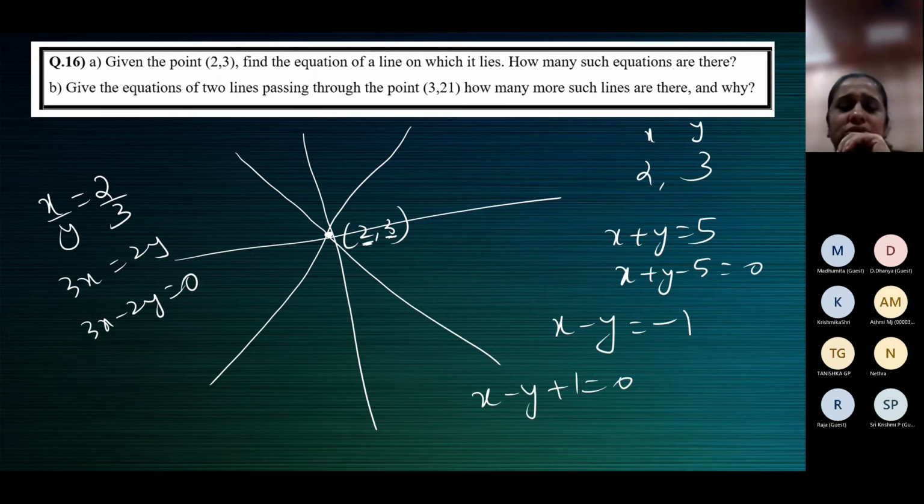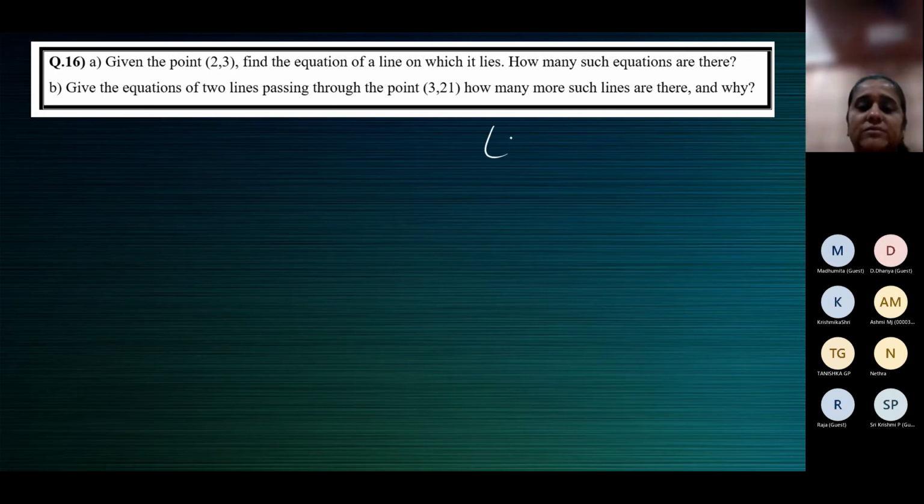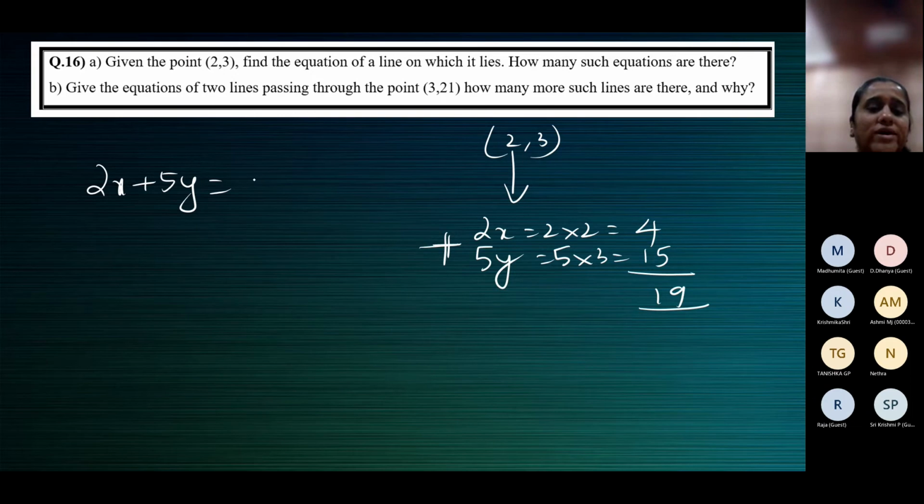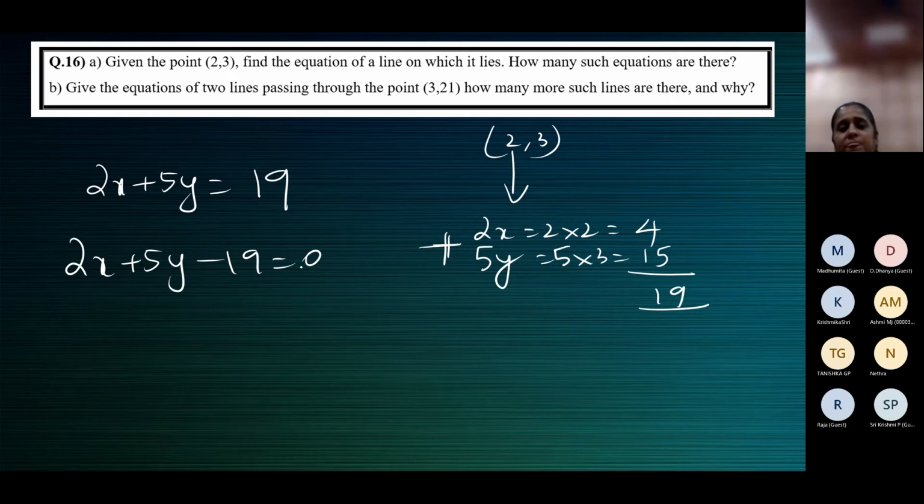So like this, you can write many equations. We have seen 3 of them now. Can you also write equations like 2x plus 5y? Yes, you can write. Let's recall. If you want to write 2x plus 5y, what is 2x? 2 into 2, which is 4. What is 5y? 5 into 3, which is 15. When you add 2x and 5y, the answer is 19. So 2x plus 5y is equal to 19, or 2x plus 5y minus 19 is equal to 0. You can create so many equations like this.